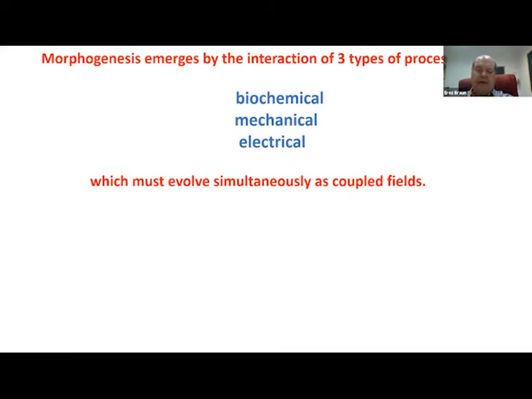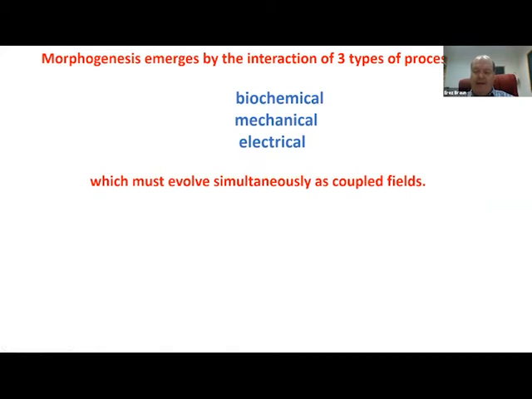Now, outside of levels of organization and scales, I would like to emphasize that there are three types of processes or fields. Each of them is a family of a large number of sub-processes that play a role in morphogenesis. And so these are biochemical, as I said, mechanical, but also electrical. And these must all evolve simultaneously as coupled fields.